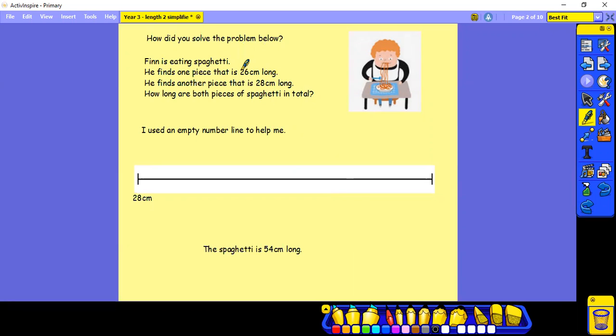And I know that 26 is made up of 2 tens and 6 ones. So I am going to start here. 28. I'm going to count on 10 to 38, another 10 to 48. And now I'm going to count on my 6. 49, 50, 51, 52, 53, 54. So the spaghetti is 54 centimetres long.